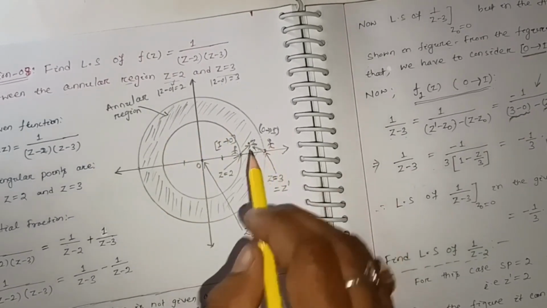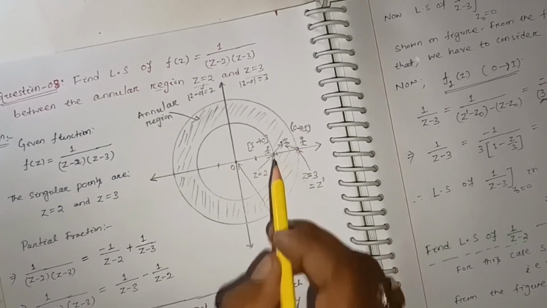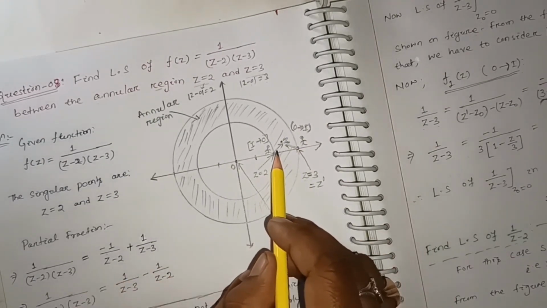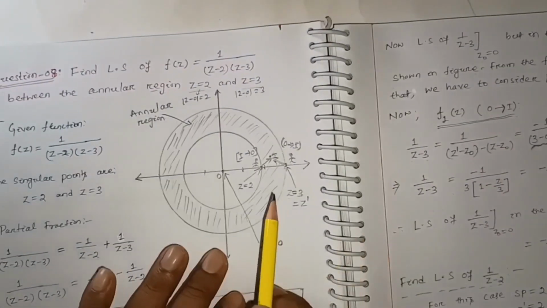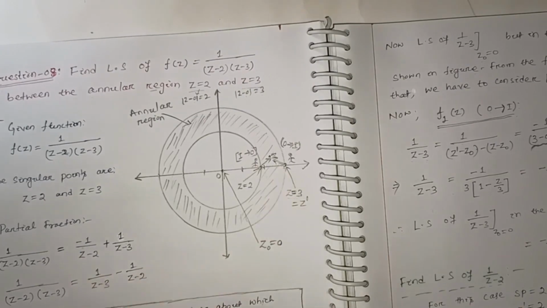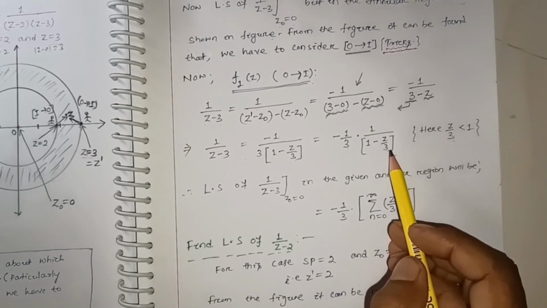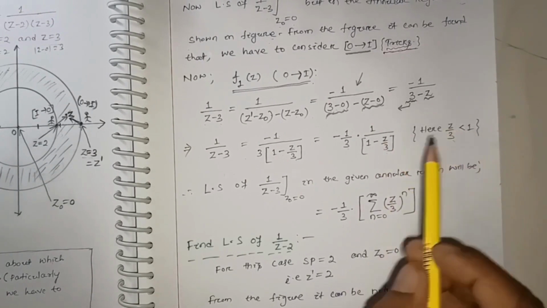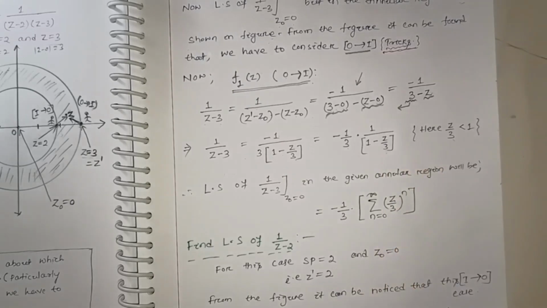So suppose I consider any point, just above 2.1. If I consider 2.1 by 3, it is also less than 1. Here z is just below 3, suppose you consider 2.9, 2.9 by 3 is also less than 1. Got it? So z by 3 is less than 1. I told you that if the 1 minus x format is there, then it will be written how? Just we have discussed.